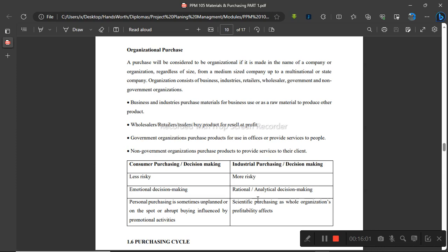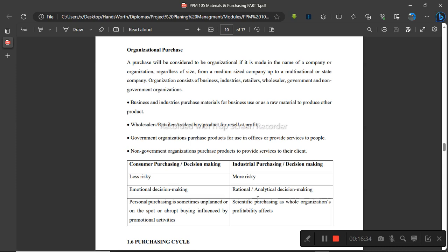Then we have got government organizations which purchase products for use in offices or provide services to people. So a good example we can give is the government purchasing public goods. An example of a public good might be, let's say, the building of roads. Okay, so the government might build a road for the use of civilians or citizens.